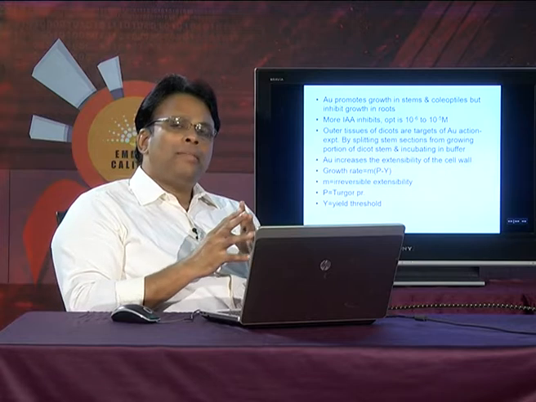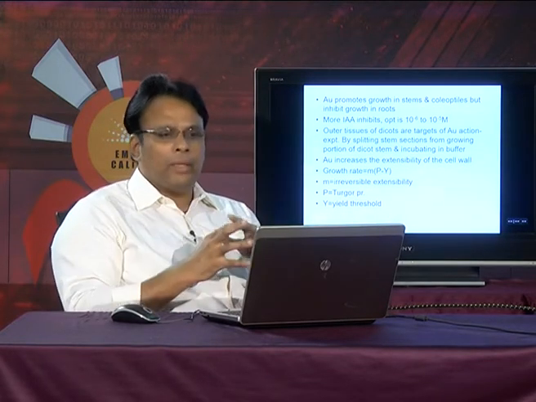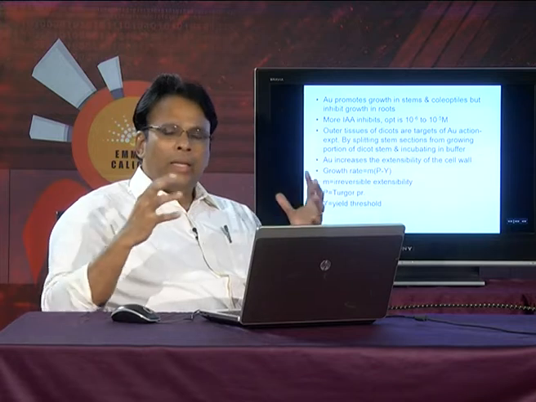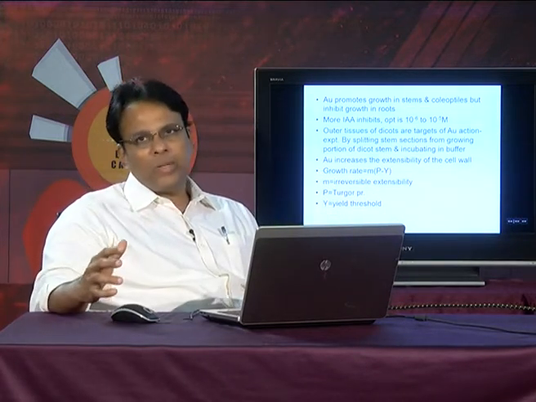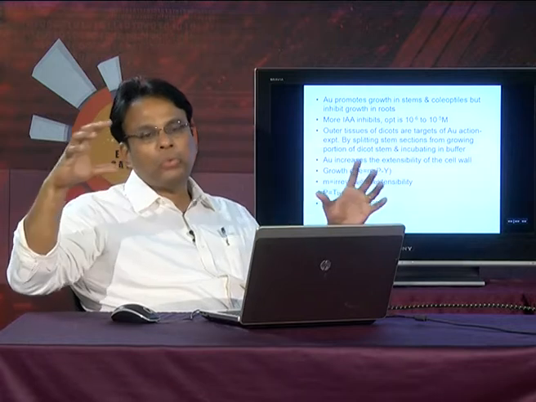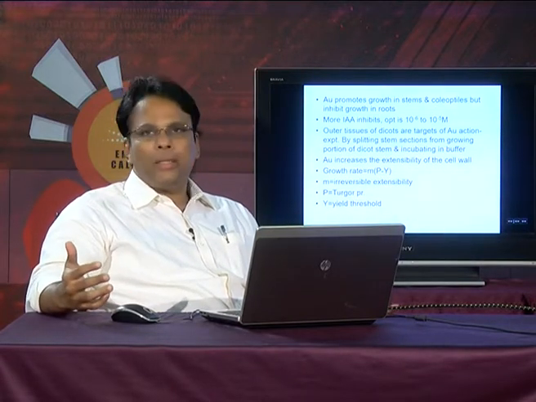So, we have already seen that the auxin can bring about cell wall extensibility. It can increase the size of the cell, the elongation of the cell can take place, which can end up in the shoot length. Now, how can we assess the growth rate?